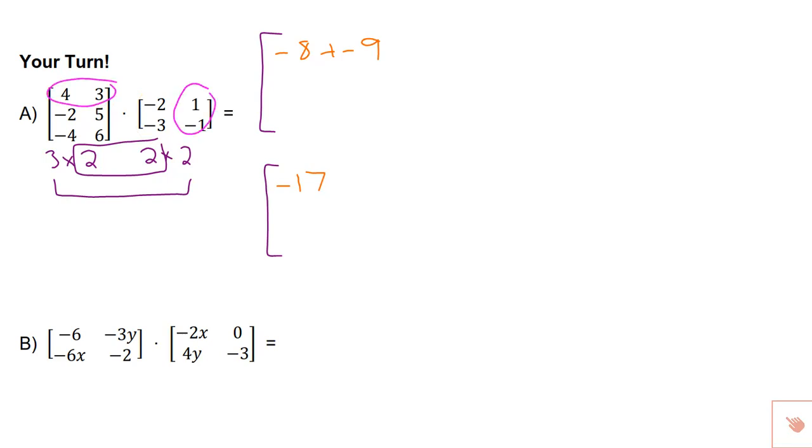I'll go on to the second column, sticking with the first row. Because it is first row, second column in my resulting 3 by 2, it's going to go in the first row, second column. The 1 matches with the 4, and the 3 matches with the negative 1. Adding those together, I get 1. All right, so we're all done with the first row.